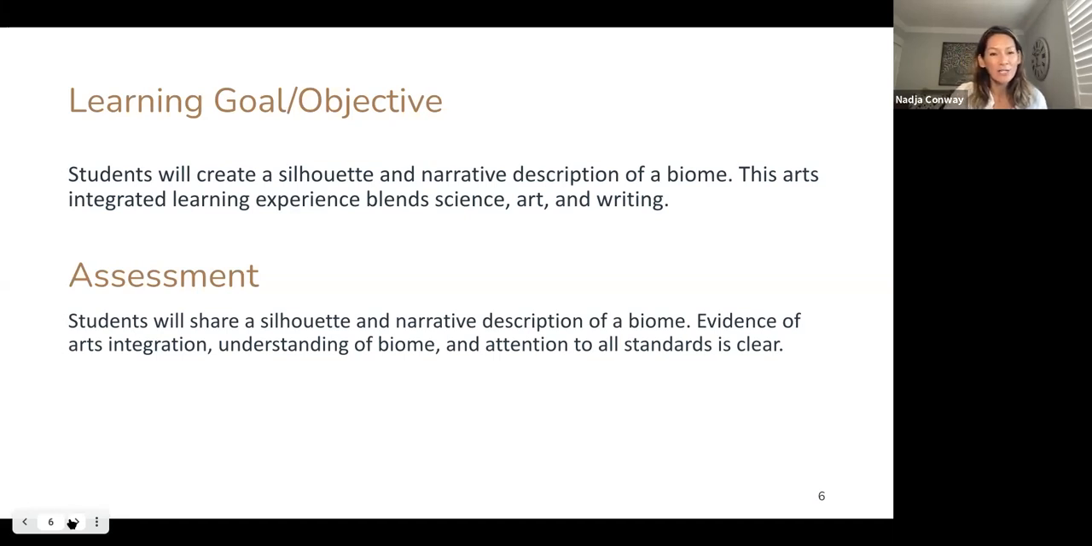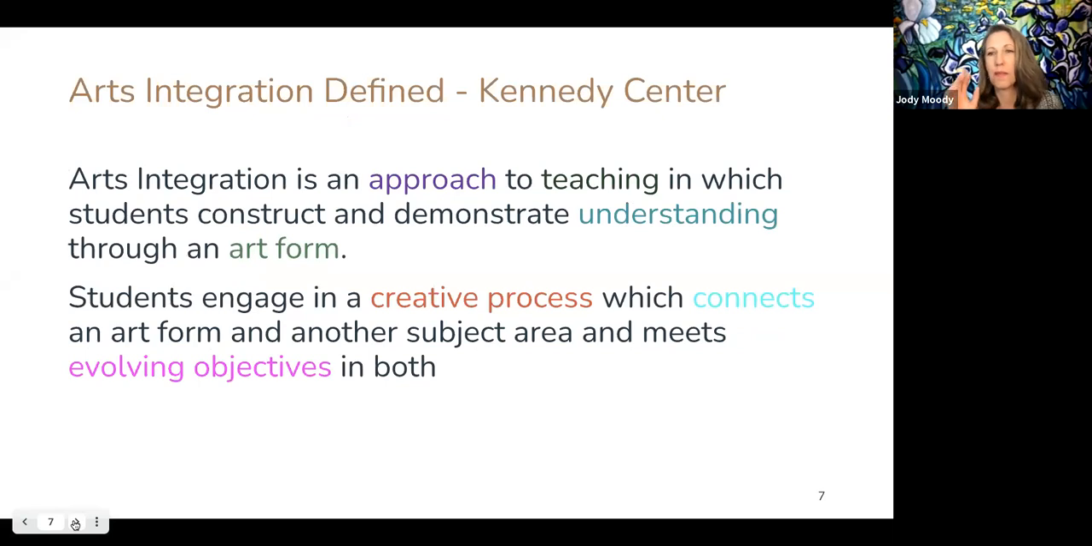So for our learning objective today, students will create a silhouette and narrative description of a biome. This arts integrated learning experience blends science, art, and writing. For the assessment, students will share a silhouette and narrative description of a biome, evidence of arts integration, understanding of biome, and attention to all standards is clear. Excellent. And with that, Maureen's going to talk about integration.